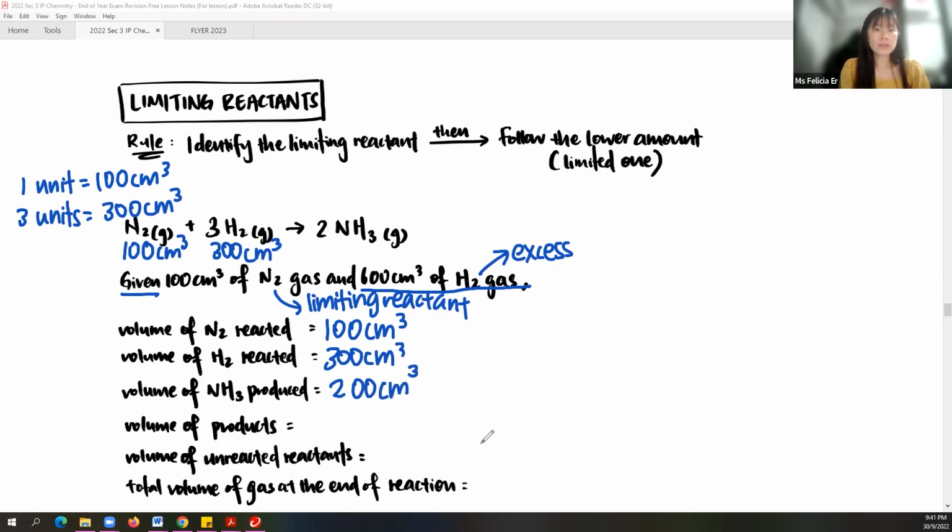So far can follow, right? Okay, then next is what is the volume of the product? So the product is the one behind, so behind is NH3, which is 200. What's the volume of unreacted reactants? It will be only the excess one that is unreacted. So I'm given 600, but I only need 300. I only use 300. That's why it will be an excess of 300.